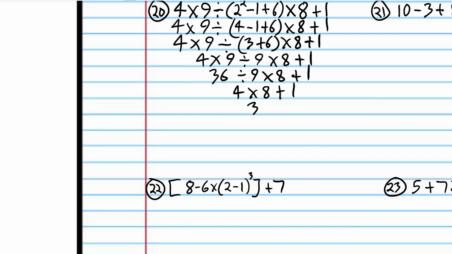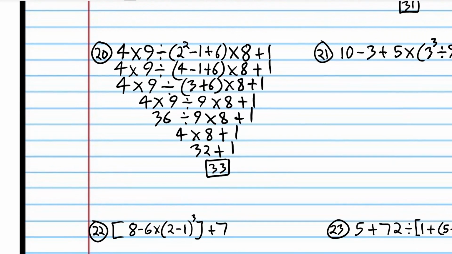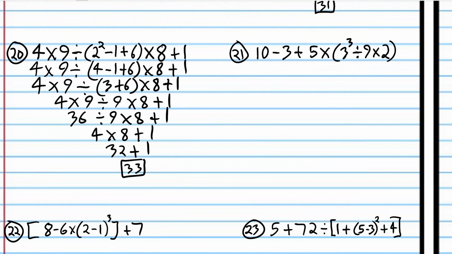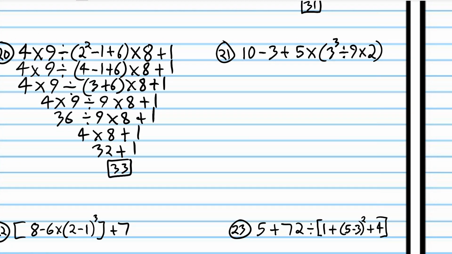4 times 8 is 32. 32 plus 1 is 33. So if you got the right answer, good job. Let's go on to the next one. Let me just double check that work. Pretty sure that's correct if I wrote all that stuff down correctly.